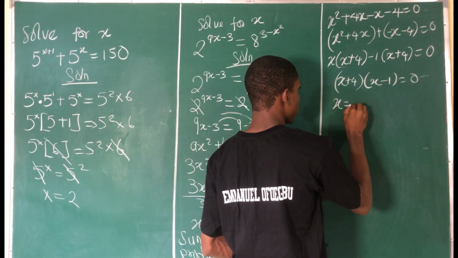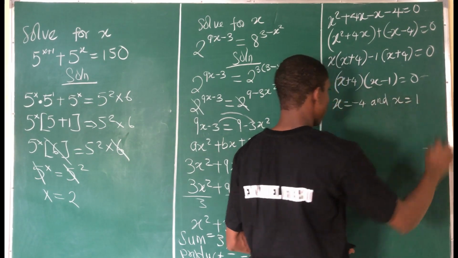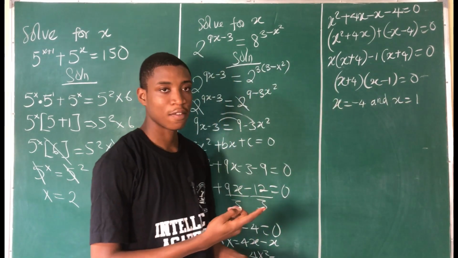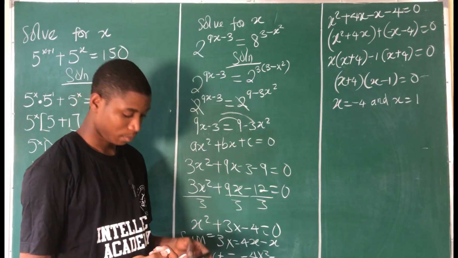So we have x is equal to negative 4, and x is equal to 1. Any of these, we take the value. So this is the value of x. This is a very simple concept.